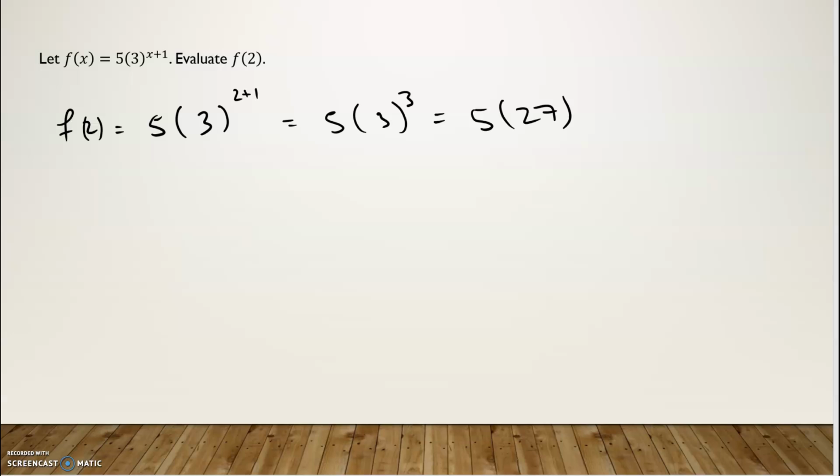Okay, so let's look at this one. We're going to find f of 2. So 5 times 3 raised to 2 plus 1. So 5 times 3 raised to 3. Okay, 3 times 3 is 9. 9 times 3 is 27. And then 5 times 27 is 135. So that would be my final answer.